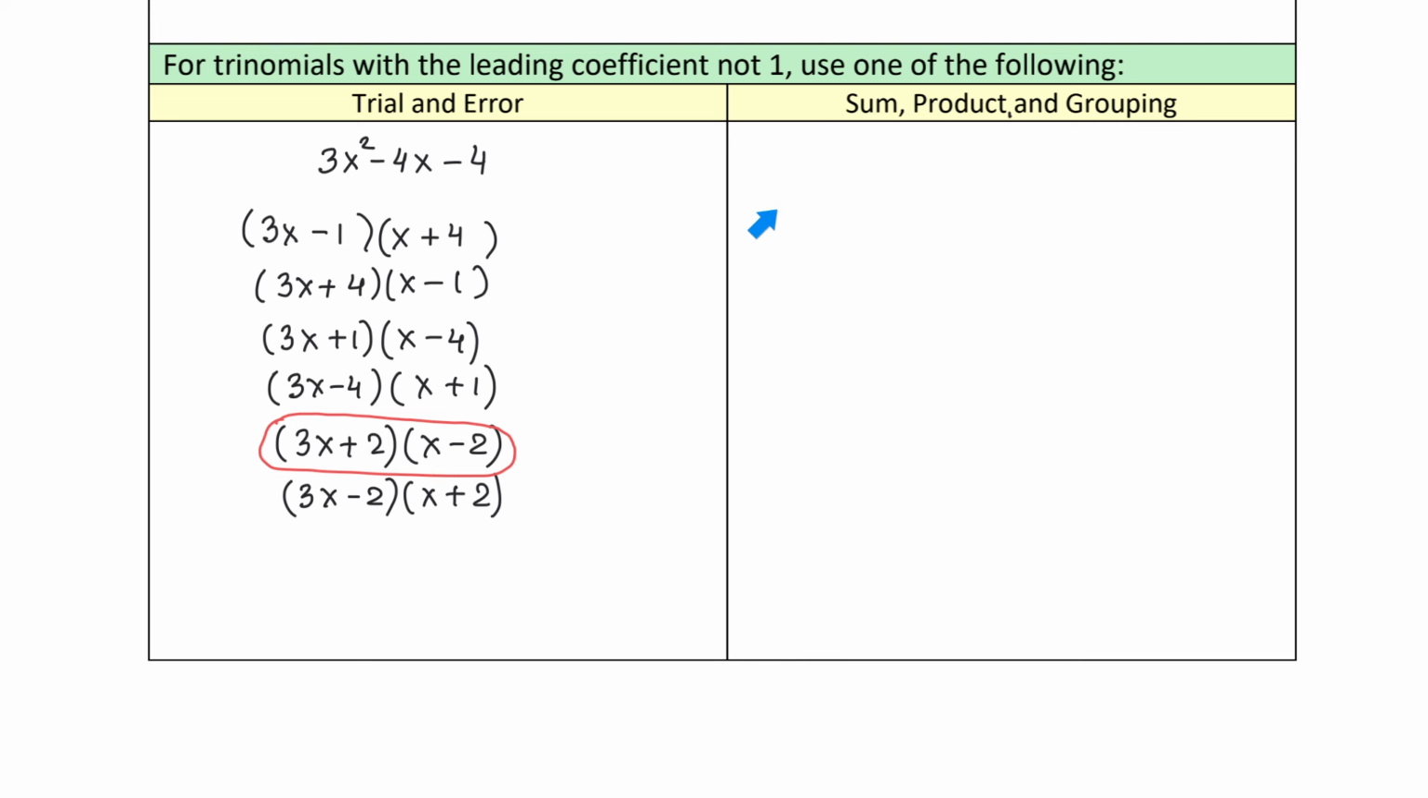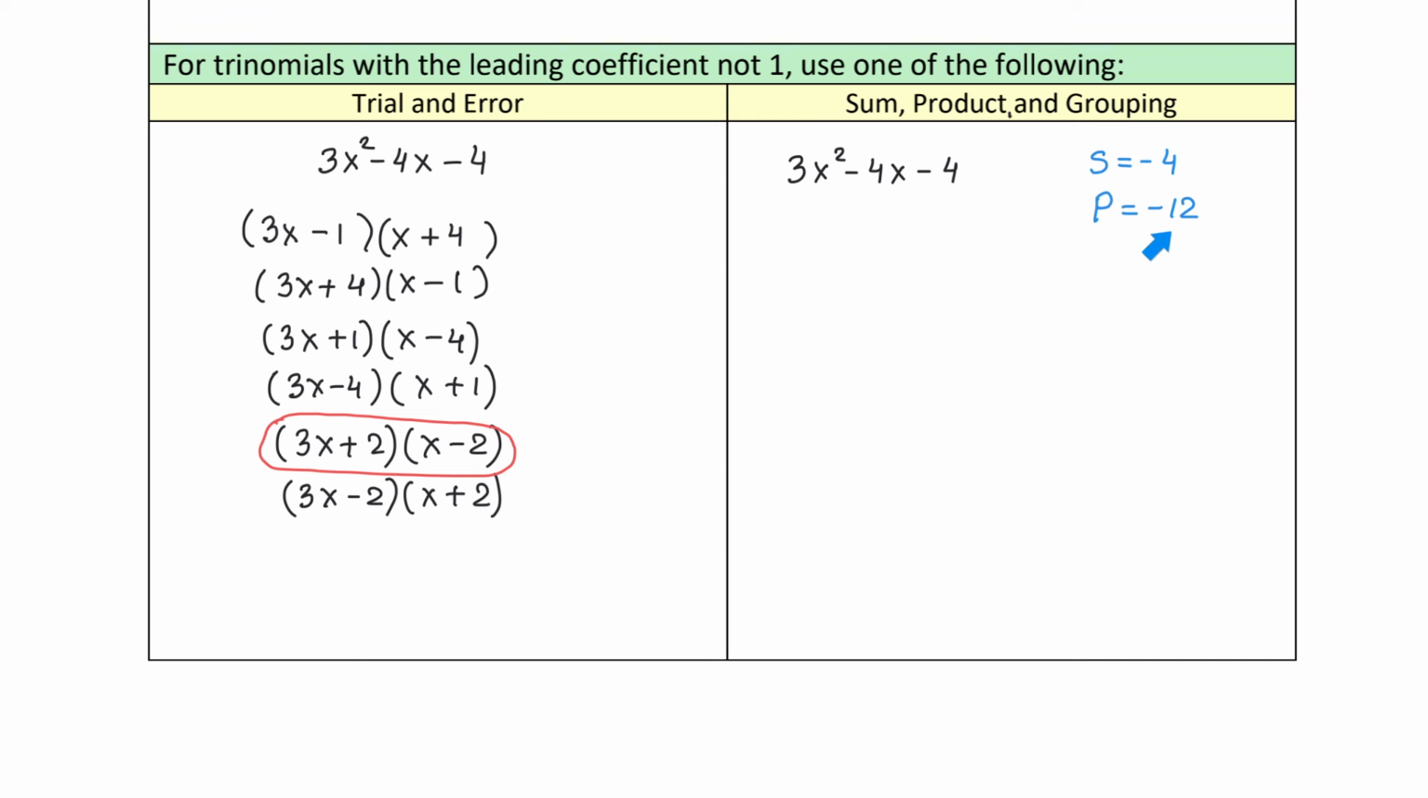Now let's see how the sum, product, and grouping works. I will write the same trinomial, 3x squared minus 4x minus 4. Then first, we need to find two numbers whose sum is negative 4. So I will write that the sum has to be negative 4, and the product of these two numbers is not just negative 4, but is negative 4 times positive 3. And negative 4 times positive 3 is negative 12.